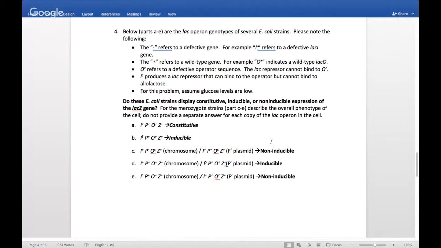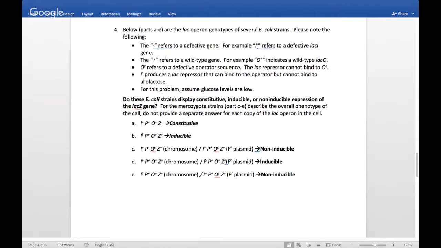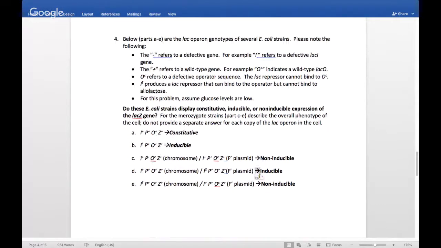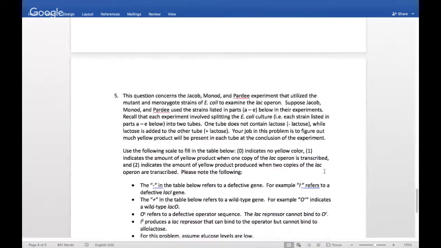The next one's non-inducible because the P, it won't know where to start. And it's got a couple of defective genes. D is inducible. It will occur, but it does, again, need the help because it has that IS gene on the F prime plasmid. And then the last one is non-inducible because it has two defective genes. It has that OC, and so the lac repressor cannot be removed. Okay. Awesome. Okay, number 5.